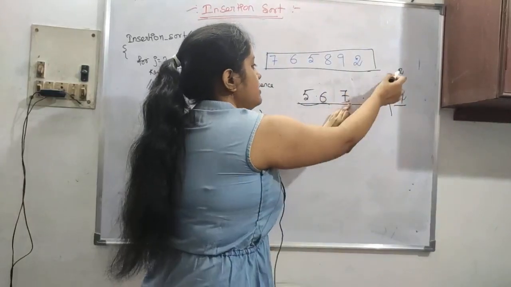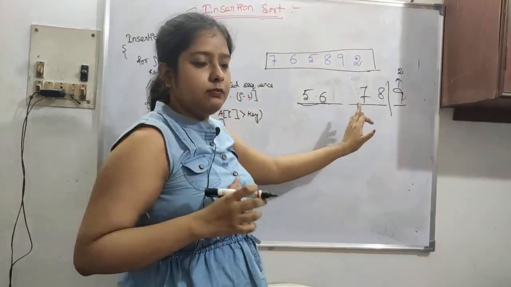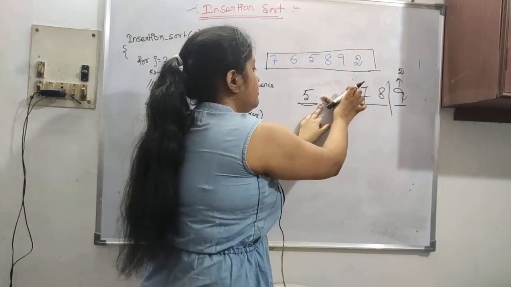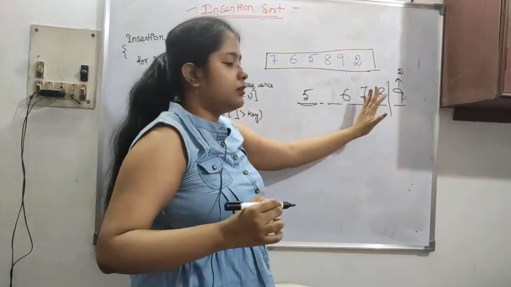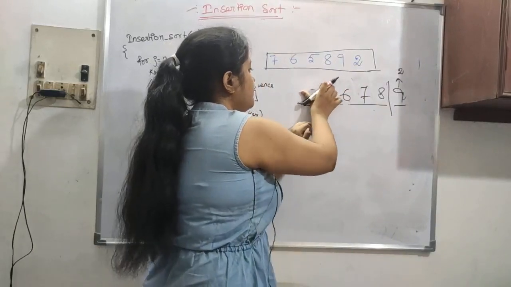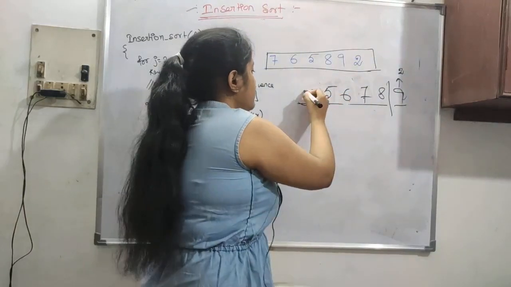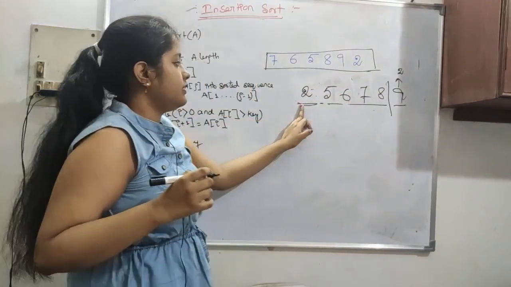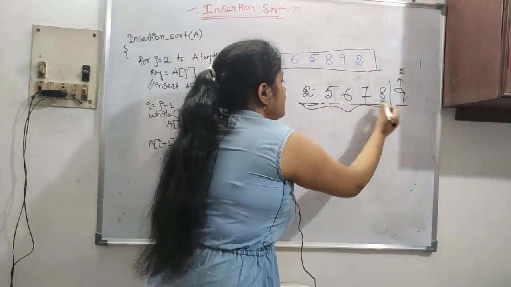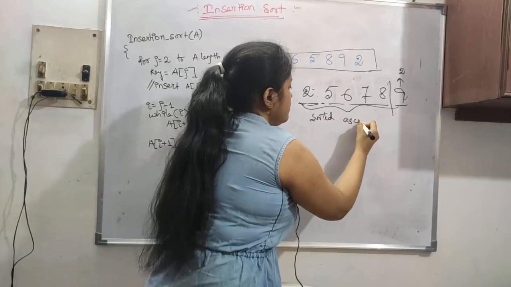Now again 7 is greater than 2, so 7 is put here and deleted from the previous position. Again 6 is greater than 2, so 6 is moved to the next position. Now 5 is greater than 2, so 5 is moved, and the 2 comes here at the beginning. Now let's check: 2, 5, 6, 7, 8, 9. See, it is in sorted, ascending order.